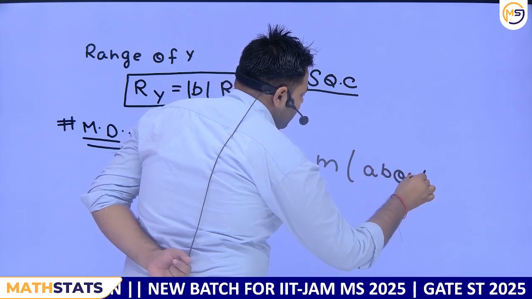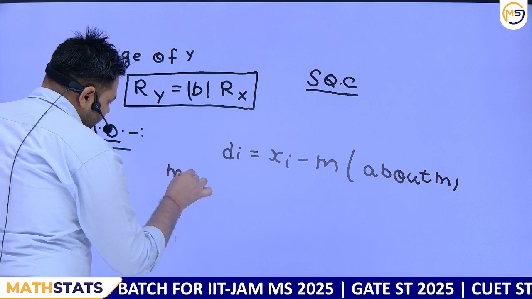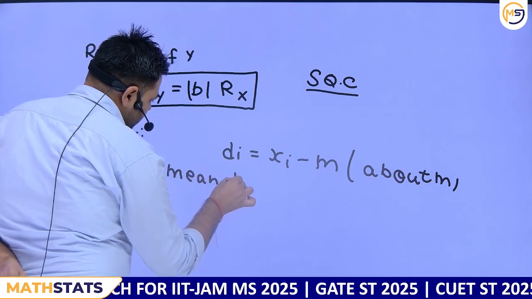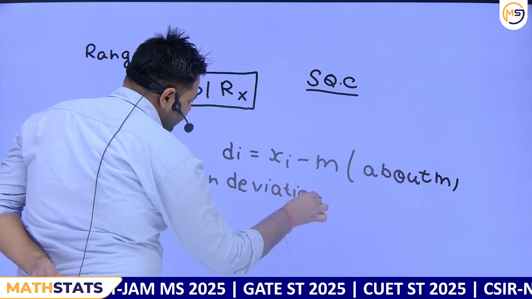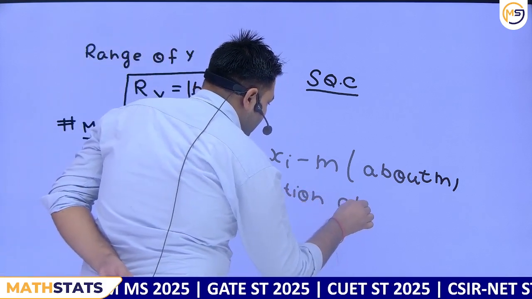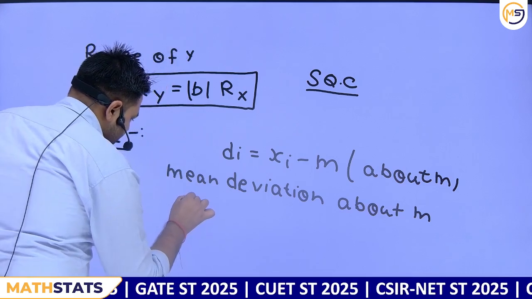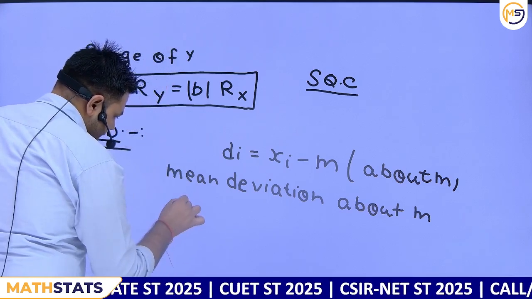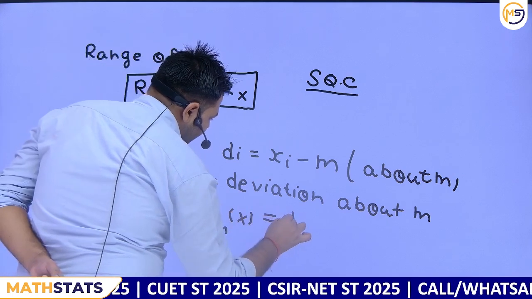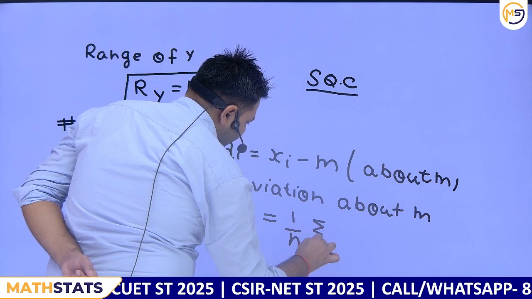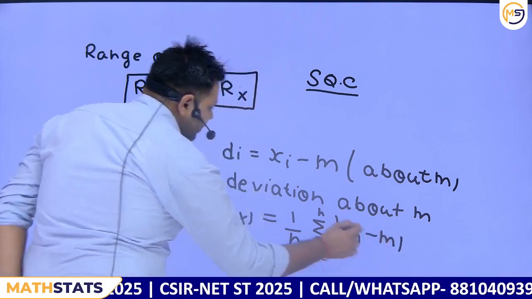Okay, mean deviation about point m. Mean deviation about point m is defined as MD_m(x) equal to 1 upon n summation i equal to 1 to n mod of xi minus m. This is mean deviation about m.